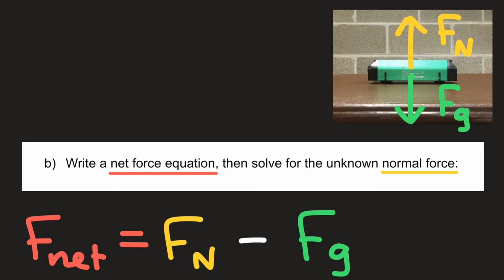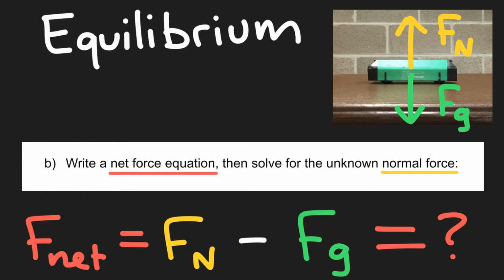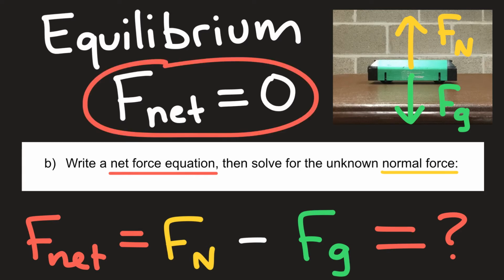Well, to solve this, we need to know something else. What does Fn minus Fg equal? Well, when an object is in equilibrium, what do we know the net force equals? It always equals 0. In equilibrium, F net equals 0. So we can say that.